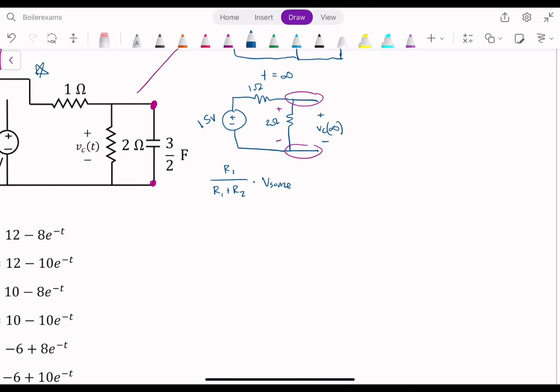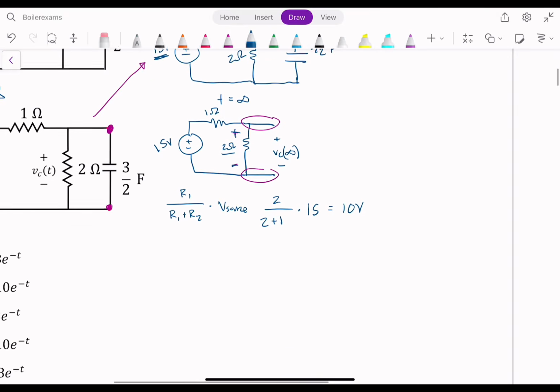And so in this scenario, we want this 2 ohm here. So 2 divided by our sum, 2 plus 1, times our voltage source, 15. So that's going to be 2 over 2 plus 1. 2 plus 1 is 3. So that's 2/3 times 15. 15 times 2 is 30, divided by 3, 10 volts.